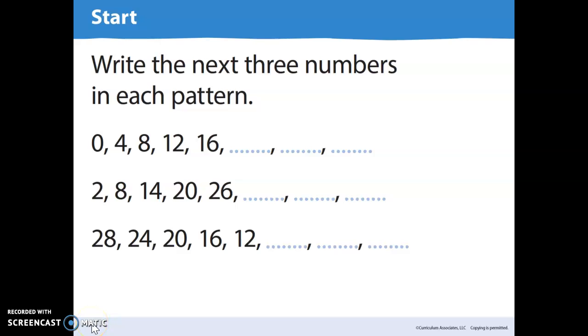Hey guys, we're now going to start working with some patterns. So look at the patterns on your screen, work it out on your own paper, and write the next three numbers that would come in this pattern.